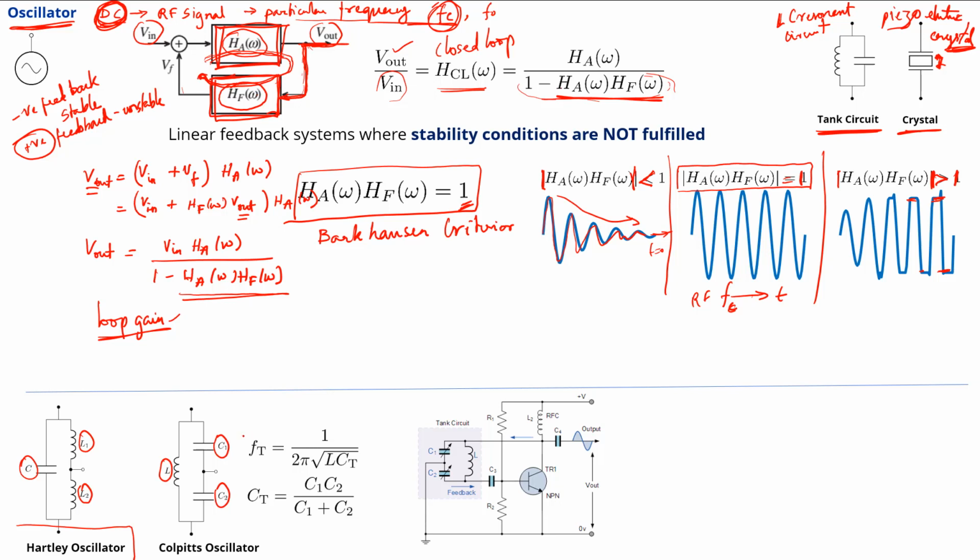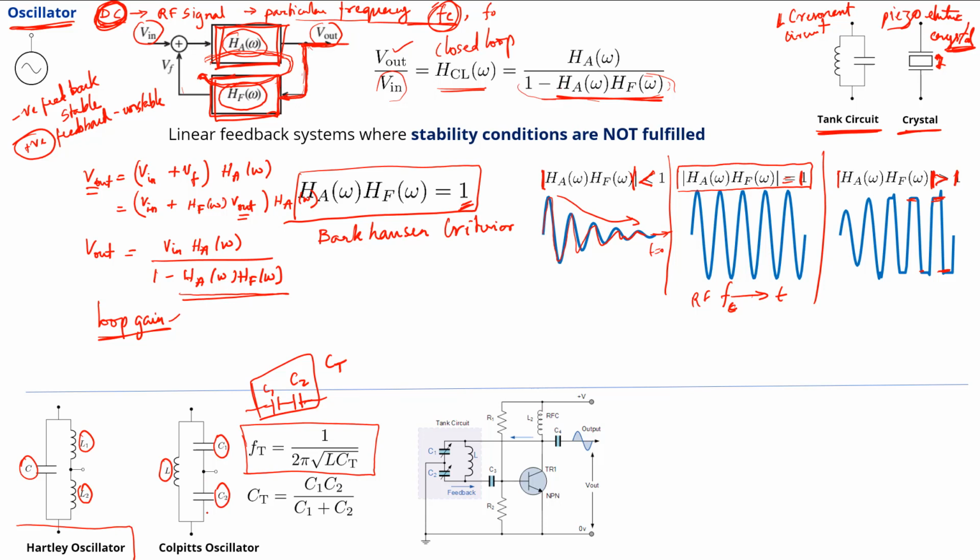The resonant frequency for such an arrangement is simply 1 over 2 pi square root of LC, where this capacitance CT is the total capacitance of C1 and C2 in series. So C1 and C2 in series, this whole capacitance is going to be CT.